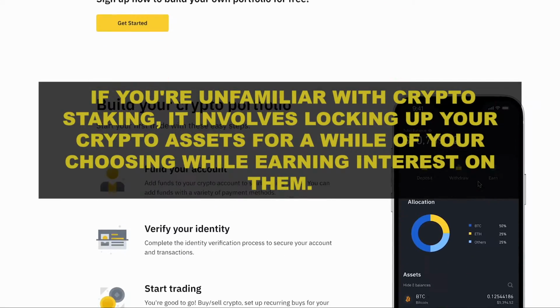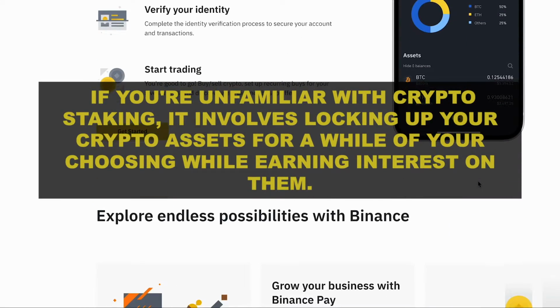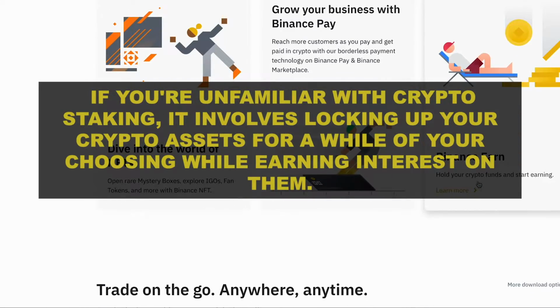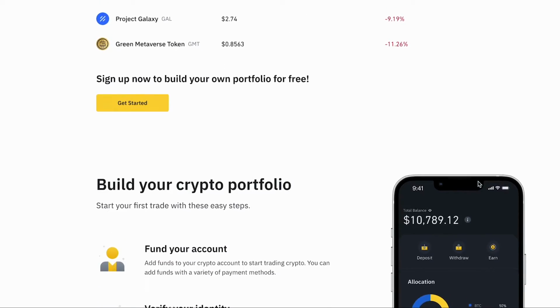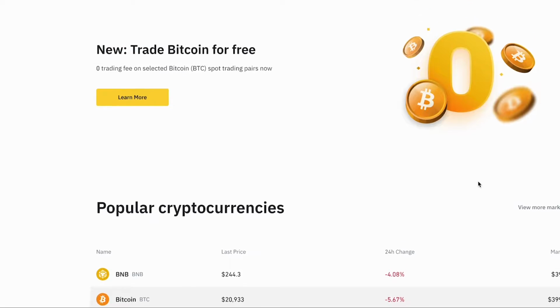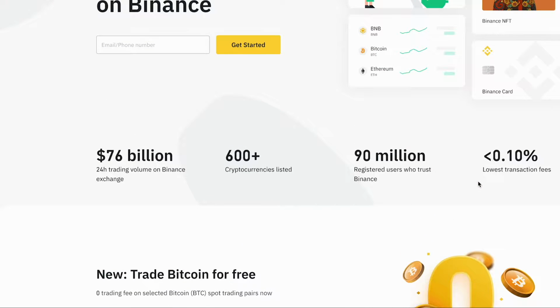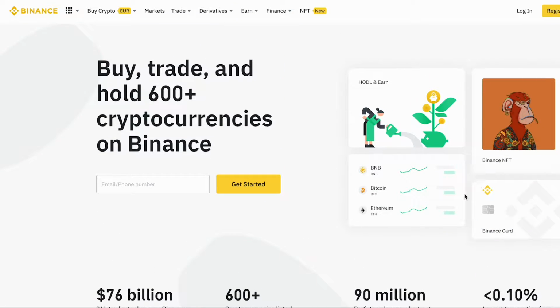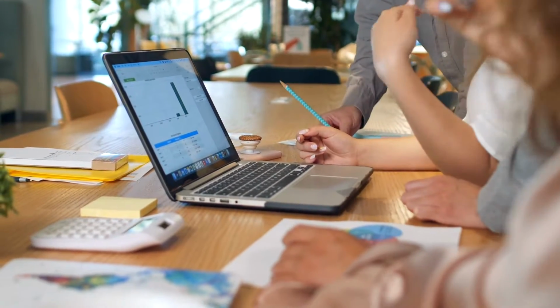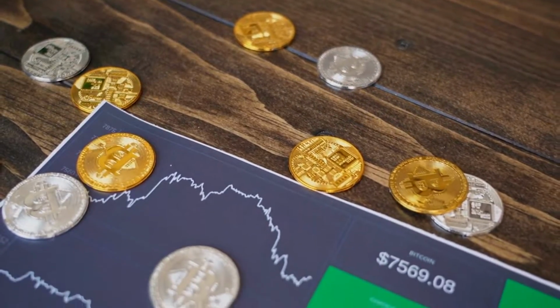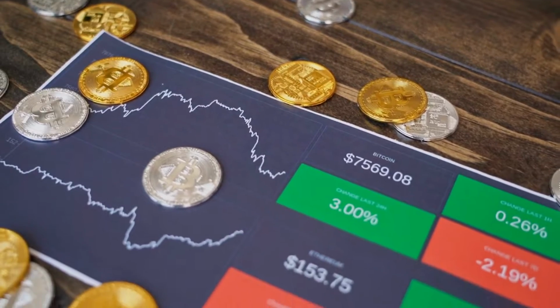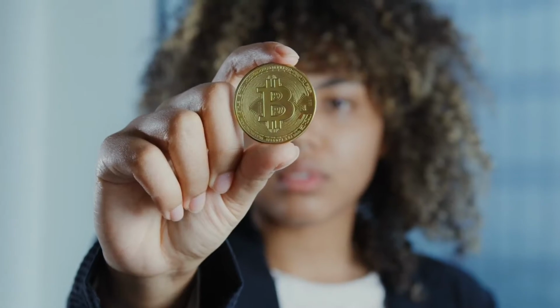If you're unfamiliar with crypto staking, it involves locking up your crypto assets for a while of your choosing while earning interest on them. However, what actually happens is that you're helping to build the ecosystem, which is true for most proof-of-stake protocols. With your cryptocurrency, you're essentially contributing to the validation of transactions and are compensated for your work over time. But for that to happen, you must lock your Bitcoin for a period, which maybe takes 30 to 120 days, or even longer if you want.